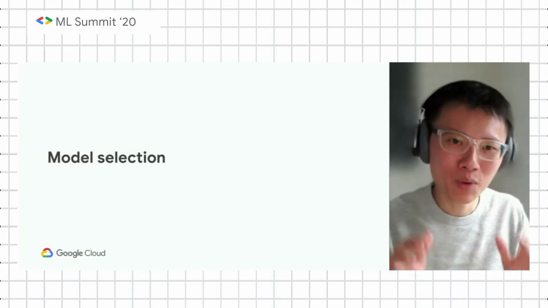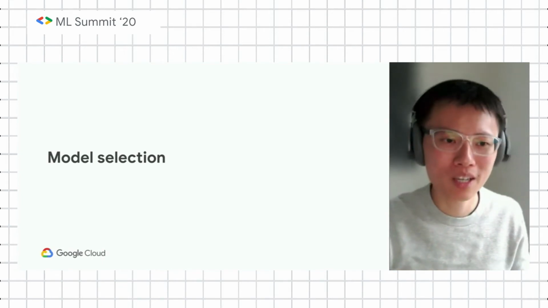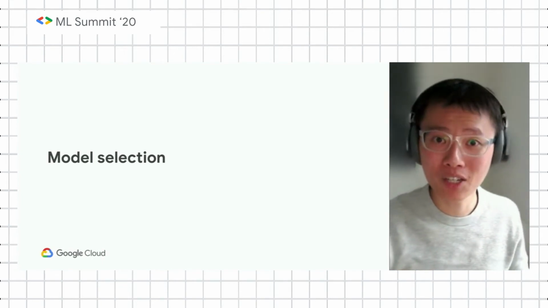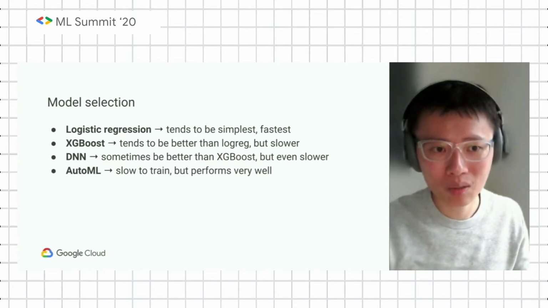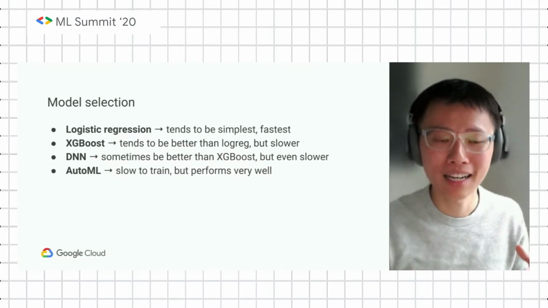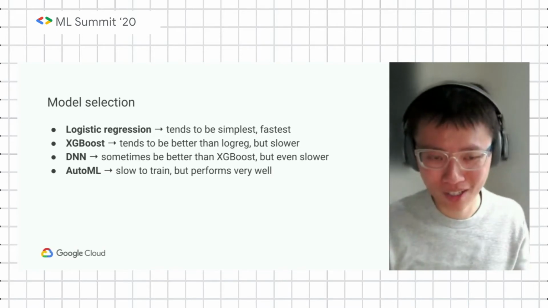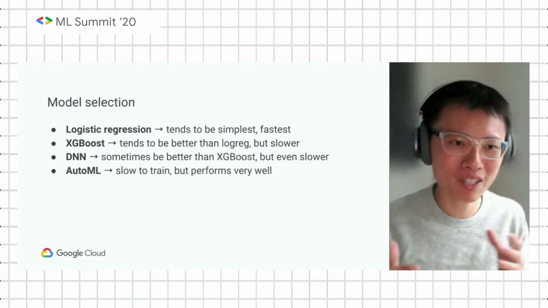So far, we've only been using logistic regression models, but what about some of the models that I mentioned earlier? So here are some of the models. In addition to logistic regression, there's also XGBoost, deep neural networks, and of course, AutoML. But what are some of the differences between each of them?